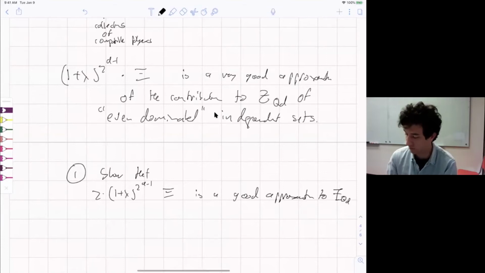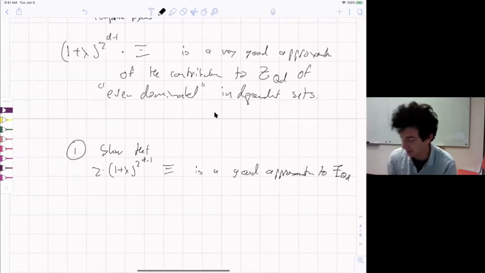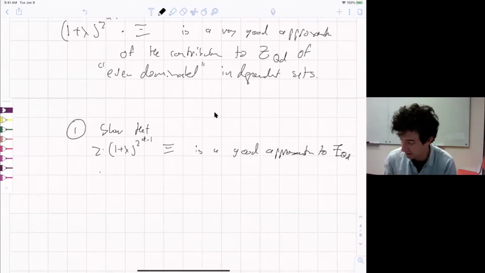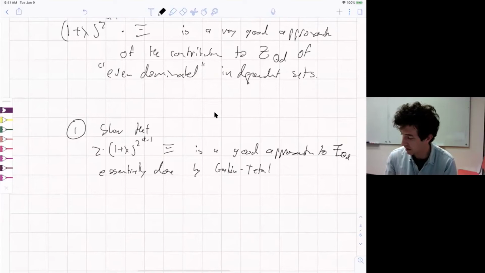And in our paper we had to do a little bit here to translate between polymer models and some global condition, but this is essentially done by Galvin and Tetali, who were interested in, and proved, a slow mixing result.